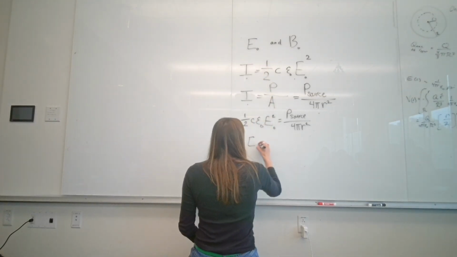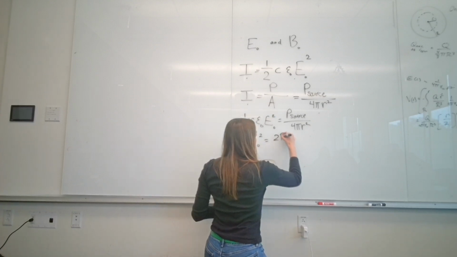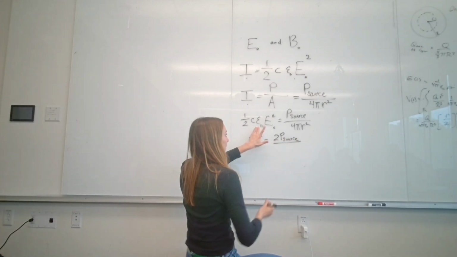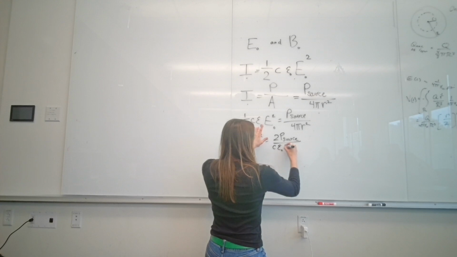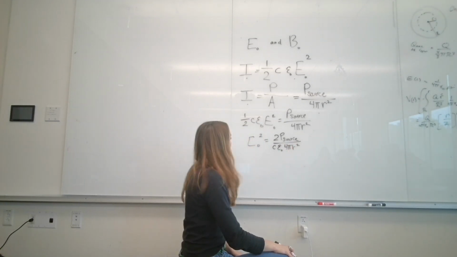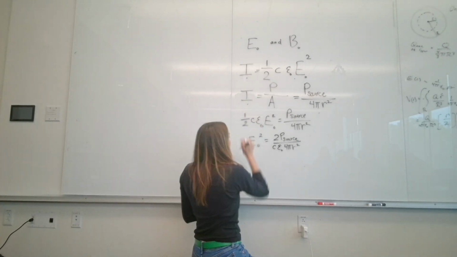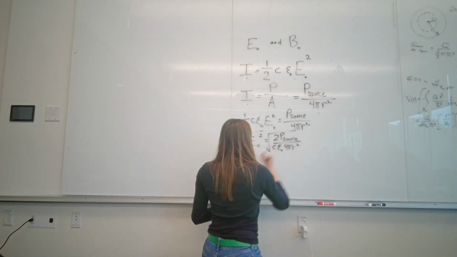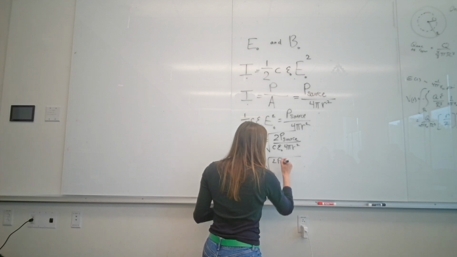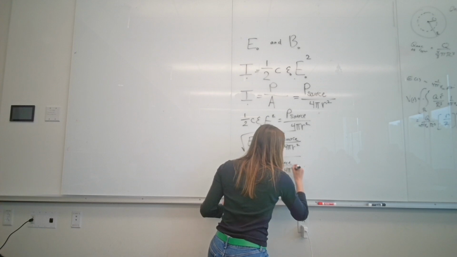So E0 squared, I'm going to multiply both sides by 2, so I get 2 P source, and divide both sides by C times epsilon naught, and then 4 pi r squared. I'm going to square root both sides to find my peak amplitude. So E0 equals the square root of 2 power of the source over C epsilon naught 4 pi r squared.